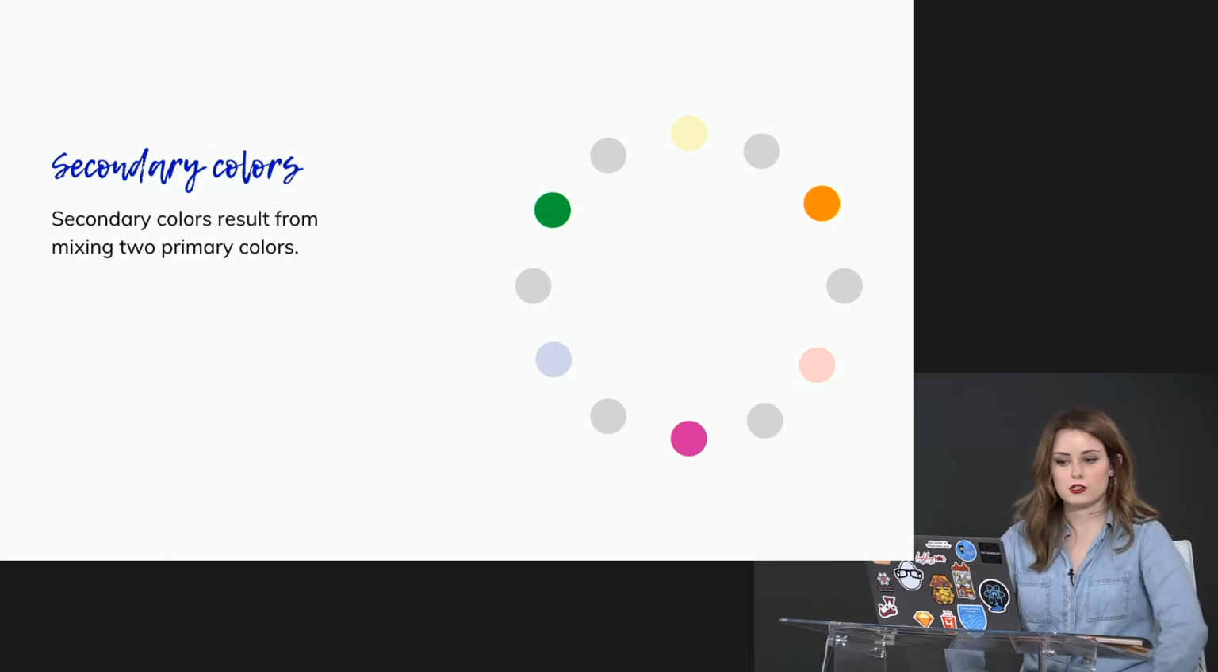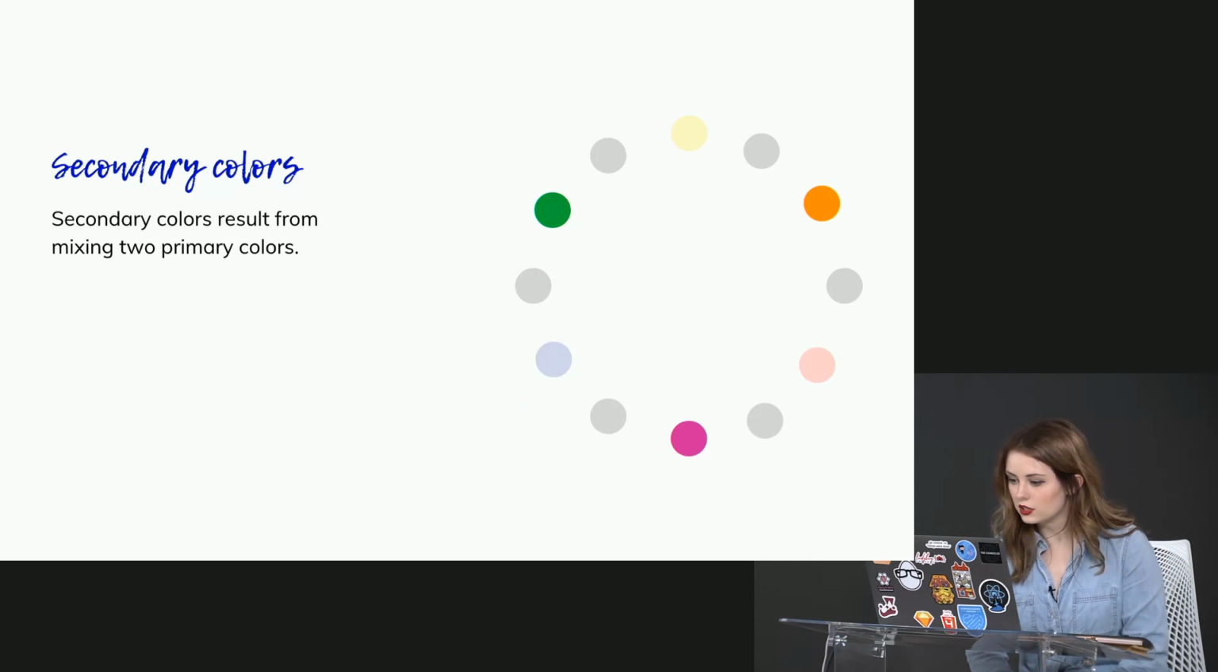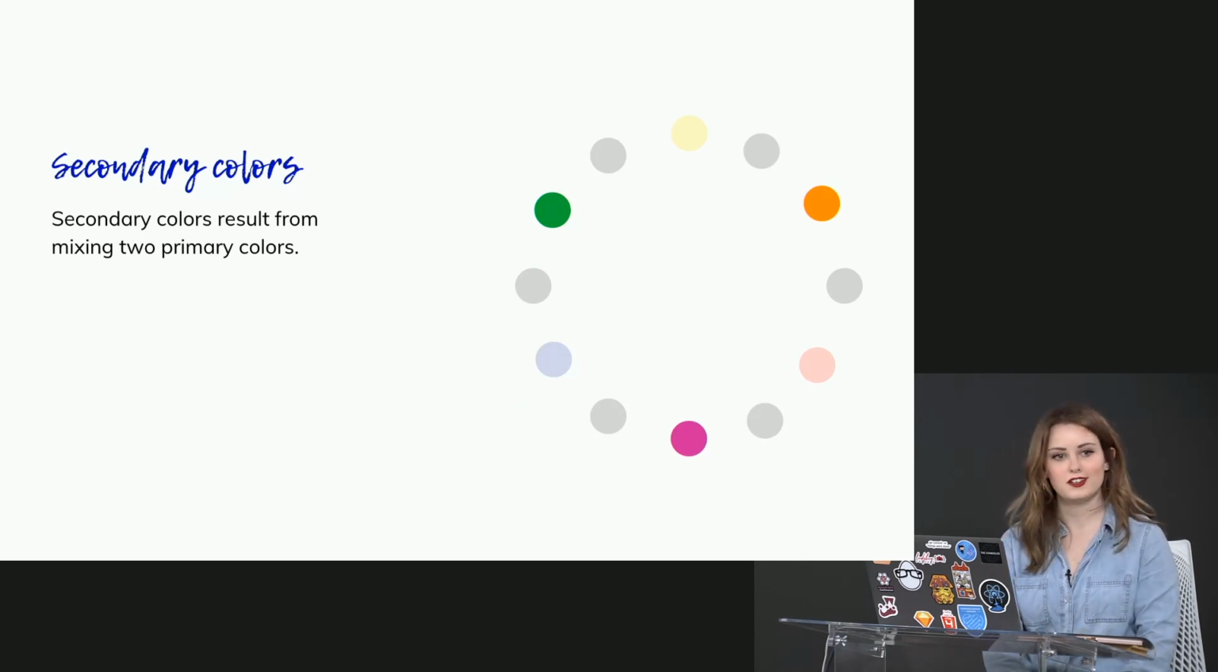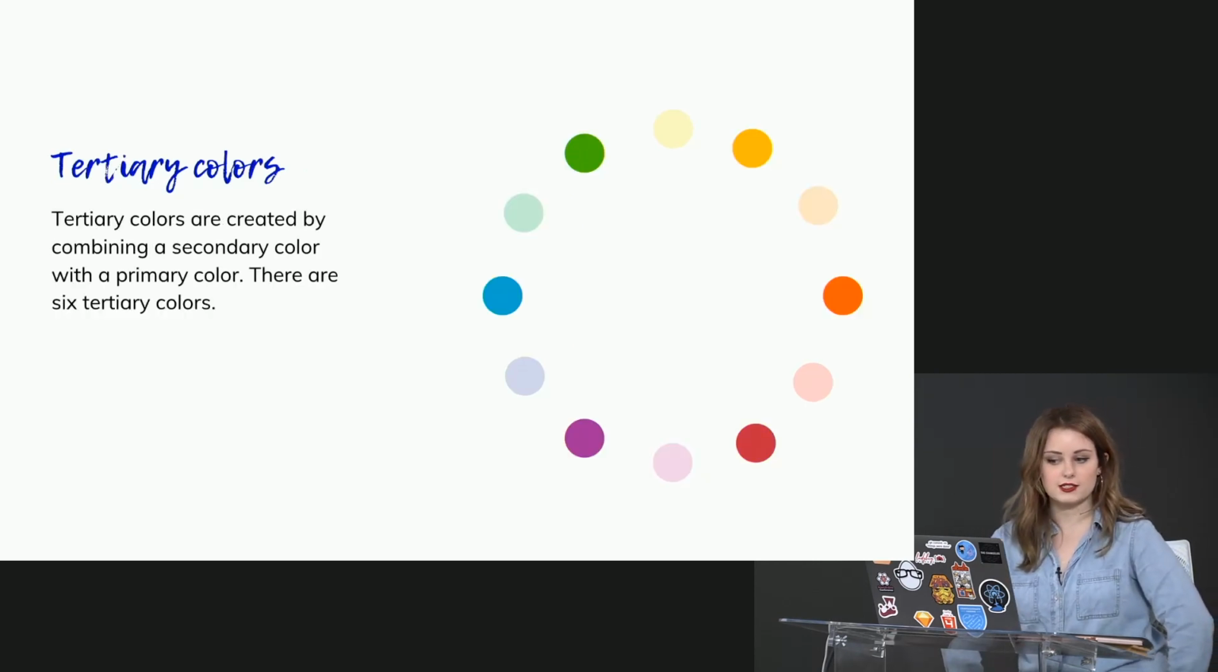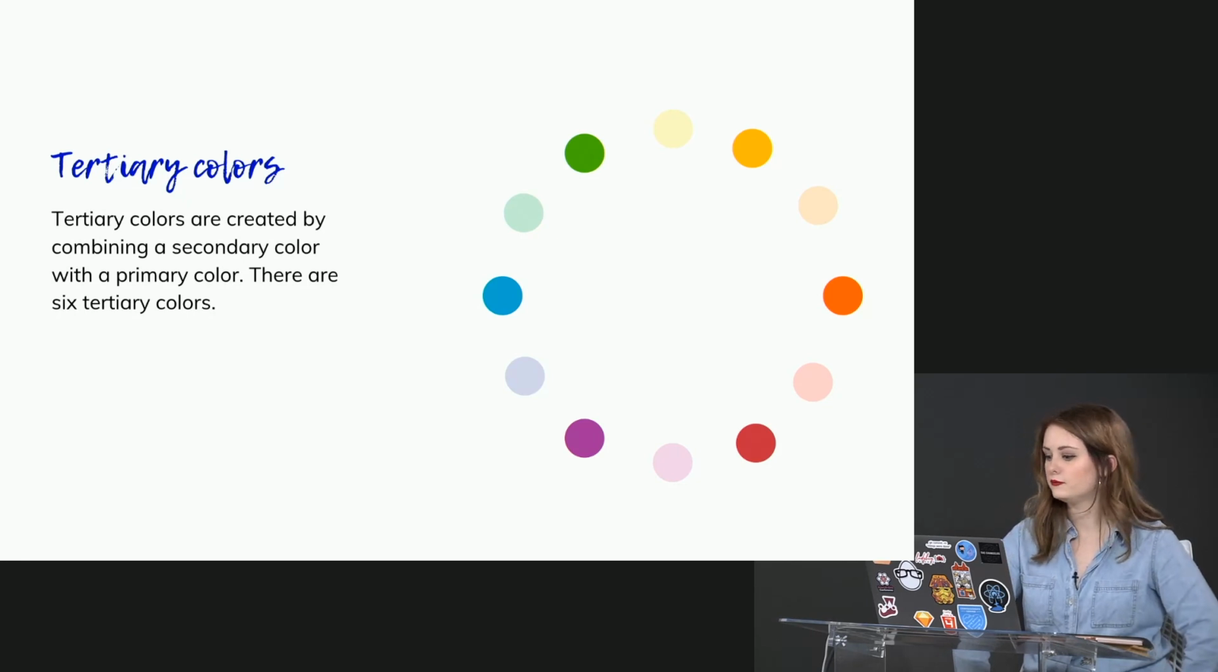Secondary colors are a result from mixing two different primary colors. So if you mix red and blue, you get purple. If you mix green and orange, you get yellow. And what's the other combination? Blue and yellow, you get green. And tertiary colors are created by combining a secondary color with a primary color. And there are 6 of those here.